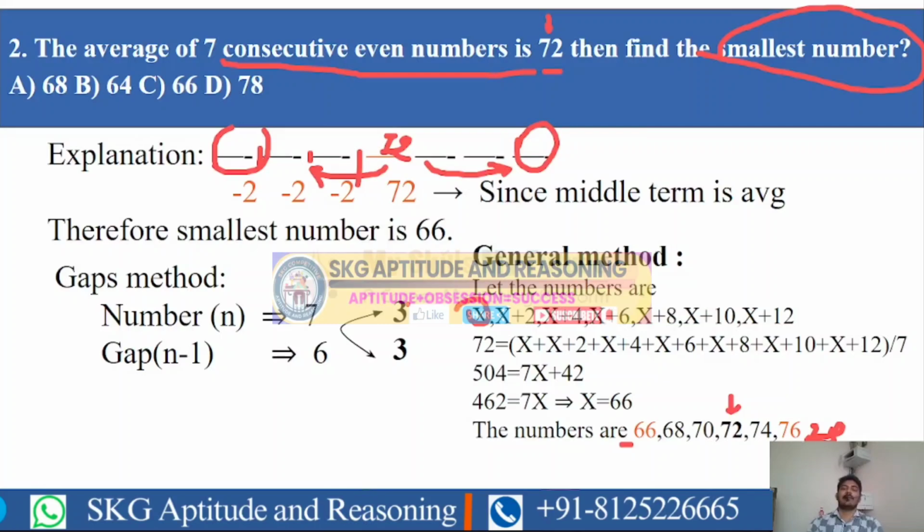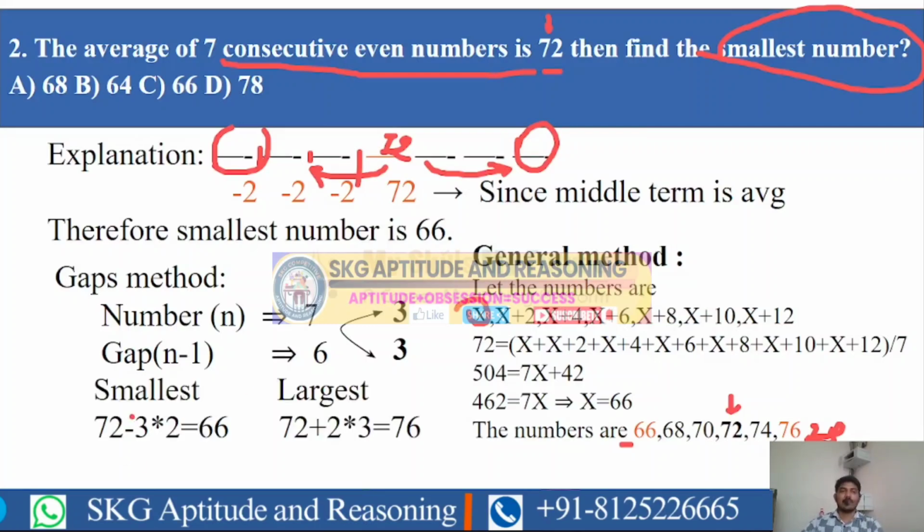You need to remember that when consecutive even numbers are given in the question, the difference between those numbers will be 2. So we need to find the smallest number: 72 minus 3 into the common difference. Here the common difference is 2. You need to remember that point here. If you do not remember that point, you will get the answer in a different manner. So 72 minus 3 into 2 gives me the result of 66. This will be our answer. With this method, you will be able to get the answer for the smallest number as well as the largest number at the same time.